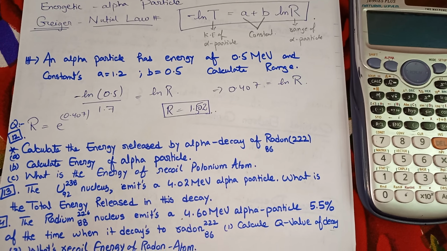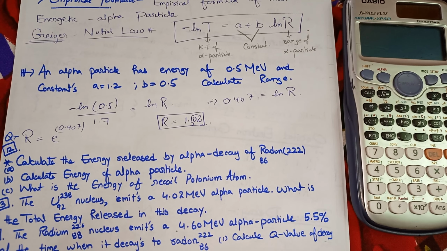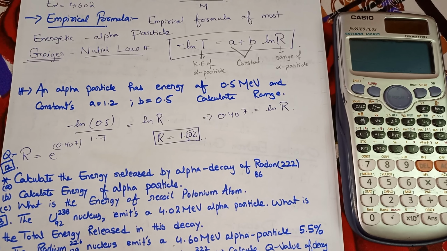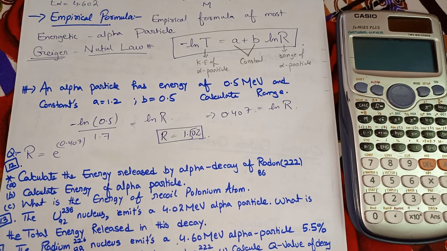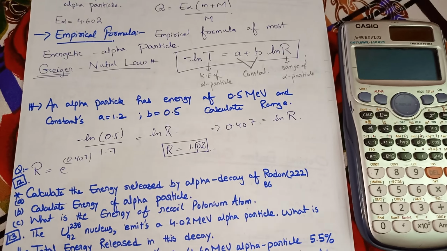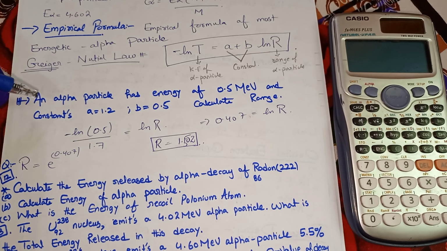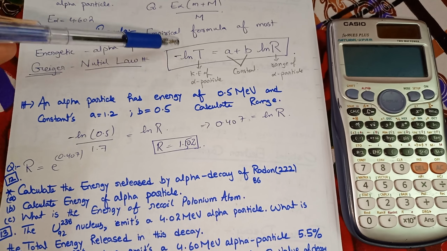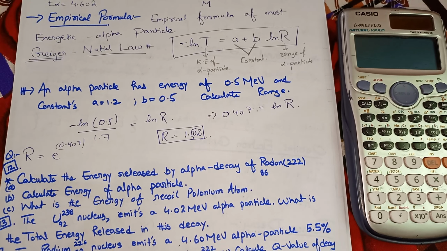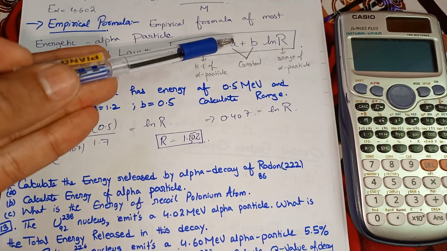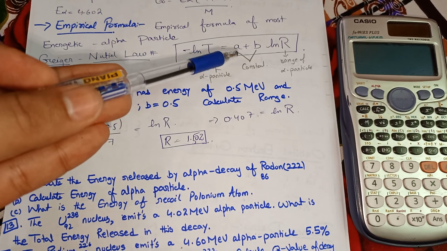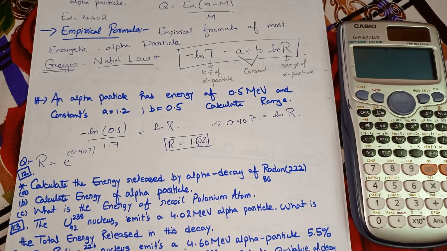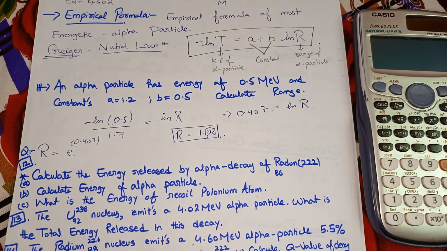There is a formula, as you know, by the Geiger-Nuttall law, the empirical formula which we can use for the most energetic alpha particles. Since this problem is concerned with alpha particles, we have to use this formula: minus ln of T, whereas T is the kinetic energy of the alpha particle, equals a plus b ln of R, whereas a and b are the constants. R is the range of the alpha particle, which we have to find in this problem.